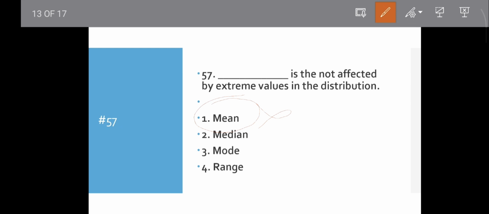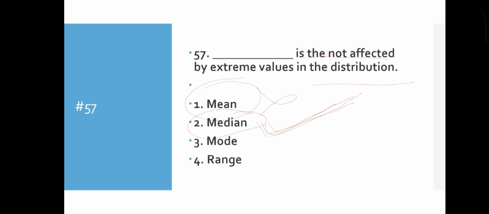Mode is obviously affected by extreme values, and range is also affected, so median. Median is the central tendency which is not affected by what? The extreme values in the distribution, so median will be the correct answer. Option 2. Mean is affected, mode is sometimes affected, median is mostly a stable value, so it is not affected, range is affected. Okay, move to the next question.